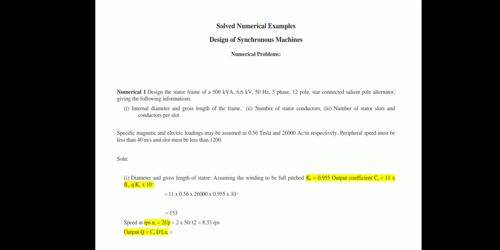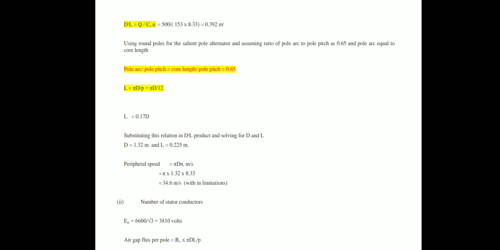Now speed in RPS, which is small ns, is equal to 2f upon p, 2 into 50 upon 12, which is equal to 8.33 RPS. Output, which is represented by capital Q, is equal to C0 D square L ns, from which formula we can write D square L is equal to Q upon C0 ns. Put all the numeric values given here.